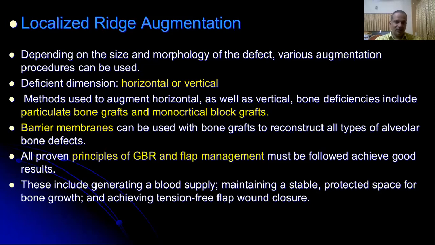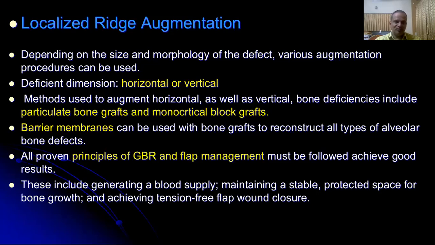So it's very important to consider the flap approximation without any tension. After the bone grafting procedure, there is an increase in the size of the ridge. So by providing periosteal releasing incisions, it will provide elasticity to the flap, and it helps in the mobilization of the flap in a coronal direction, and complete closure of the flap without any tension, or it helps in achieving a tension-free flap wound closure.